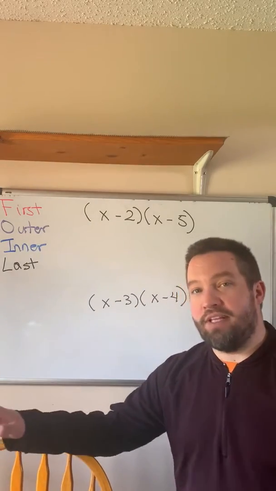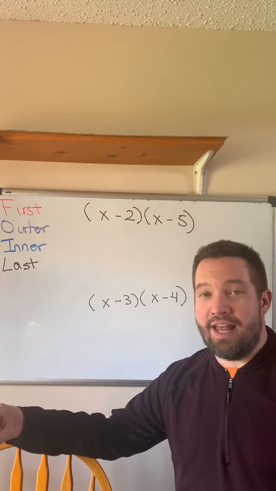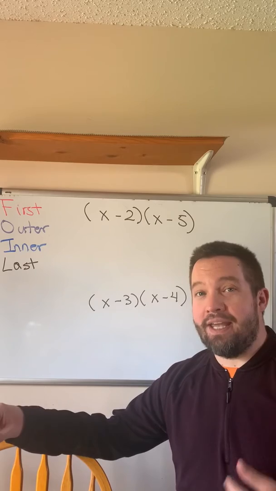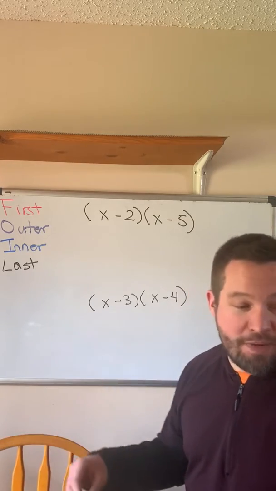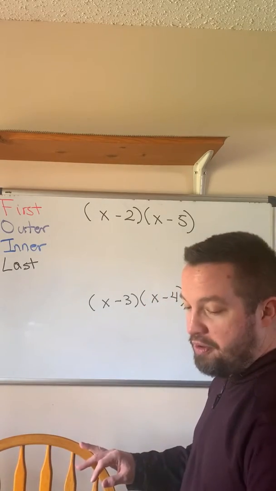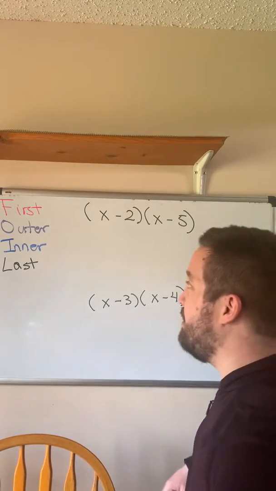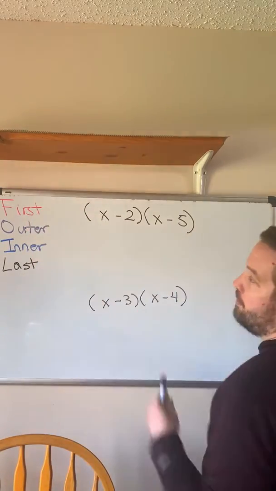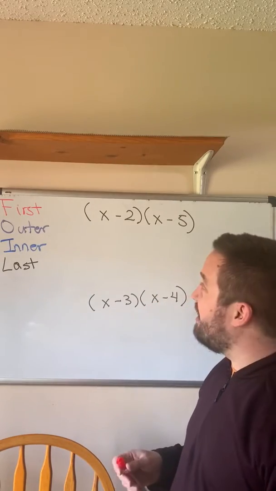And remember, please, when you're adding a negative and a negative, it's a negative. When you're multiplying a negative and a negative, it's a positive. So that's going to be our big rule for the day. Let's go ahead and walk through a few of these. We're going to remember our little pattern of FOIL: first, outer, inner, and last.